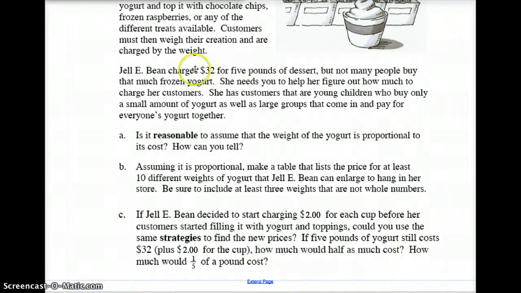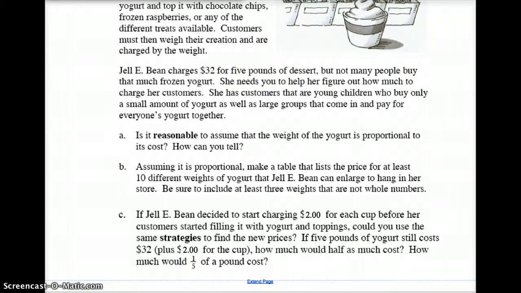And so their base price is $32 for 5 pounds. So if you think about it, 2.5 pounds of yogurt is going to cost, 2.5 is half of 5, 2.5 would be half of 32 or $16. You can just kind of proportionally think about that.